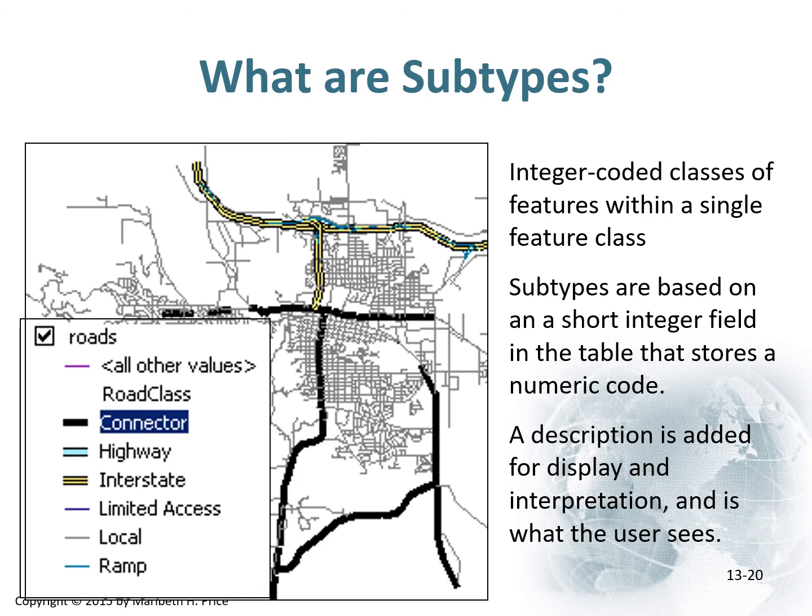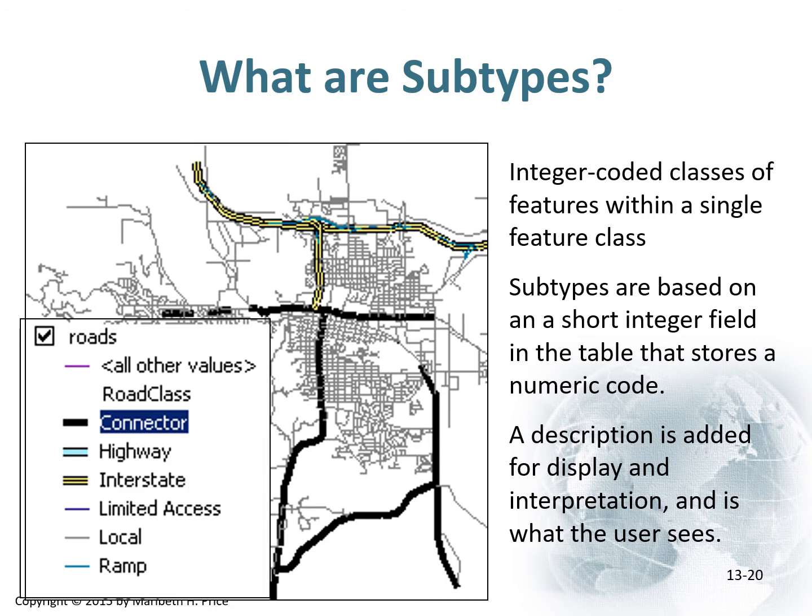In other words, you're going to create this massive network of roads. It's all a single feature class. You want a way to differentiate between the different types of roads.